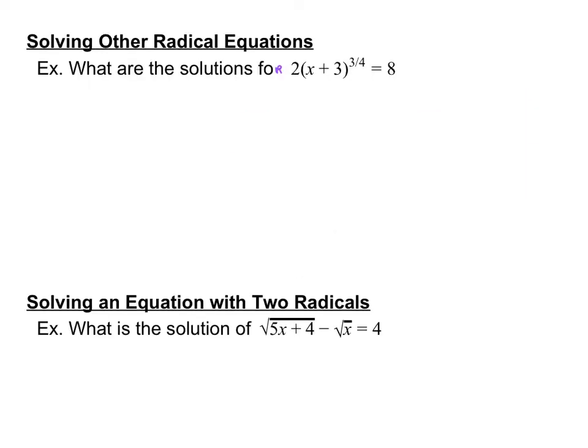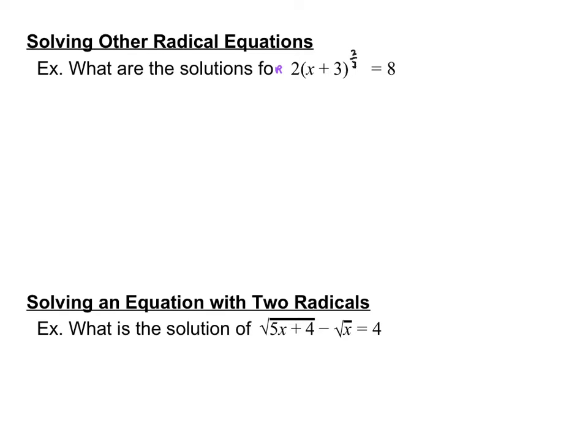Okay. There's a typo here in this next problem. So it says, what are the solutions for 2 times x plus 3 raised to the 3/4 power equals 8? And what I need you to do is go ahead and correct that. That should actually be to the 2/3 power. Sorry about that, but sometimes we have typos.